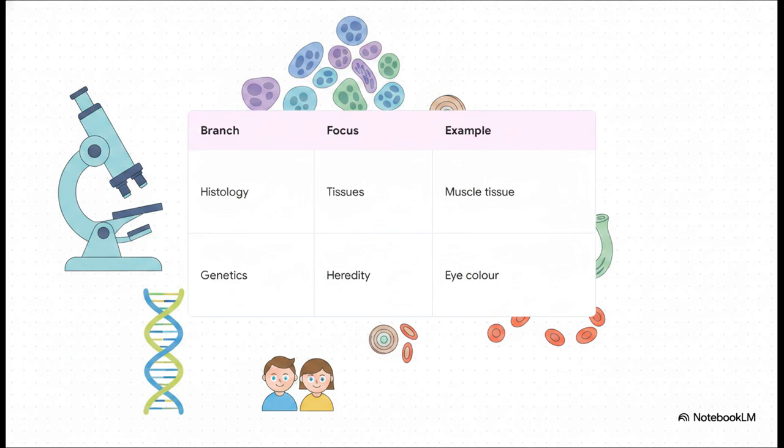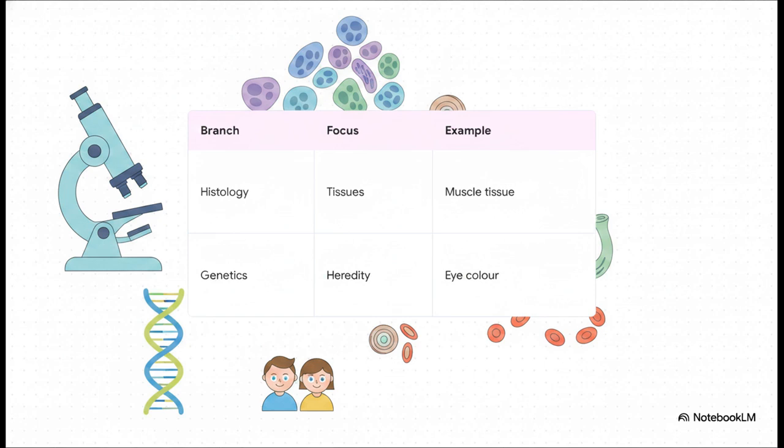Now, once you've got those individual cells, they start teaming up to form tissues, and that brings us to histology. Basically, if you're staring at muscle, blood, or plant tissues under a microscope to figure out how they're built and how they work, you're doing histology.